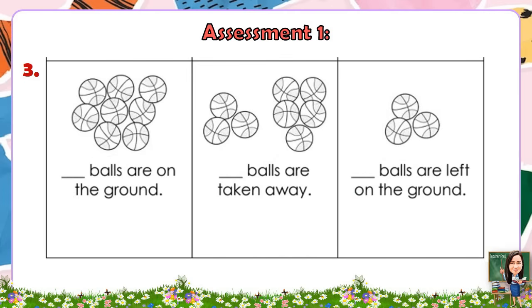Number 3. In the first illustration, how many balls are on the ground? Correct. 8 balls are on the ground. Second illustration, how many balls are taken away? Correct. 5 balls are taken away. Then in the third illustration, how many balls are left on the ground? Correct. 3 balls are left on the ground.